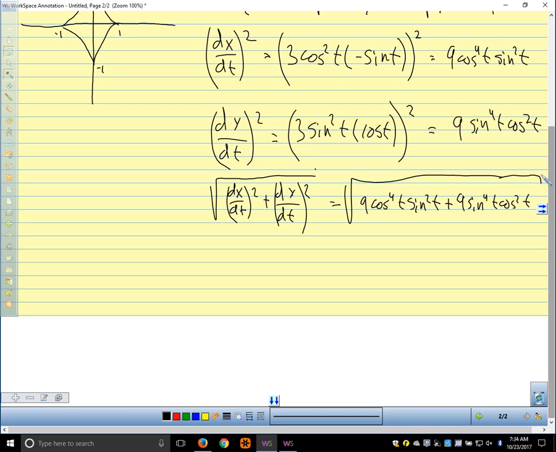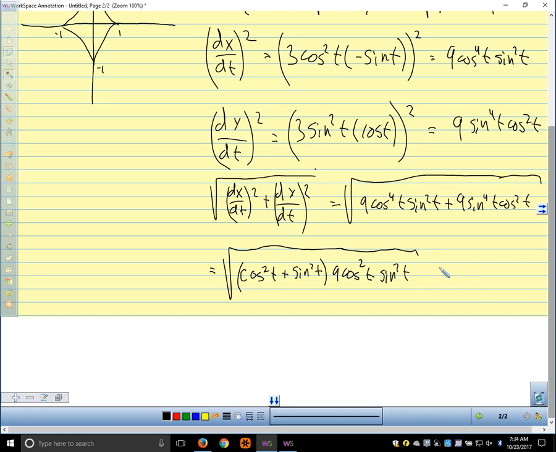That looks really messy. Let's factor something out. We have a common factor of 9 cosine squared t sine squared t, and what remains is sine squared plus cosine squared, which is 1.